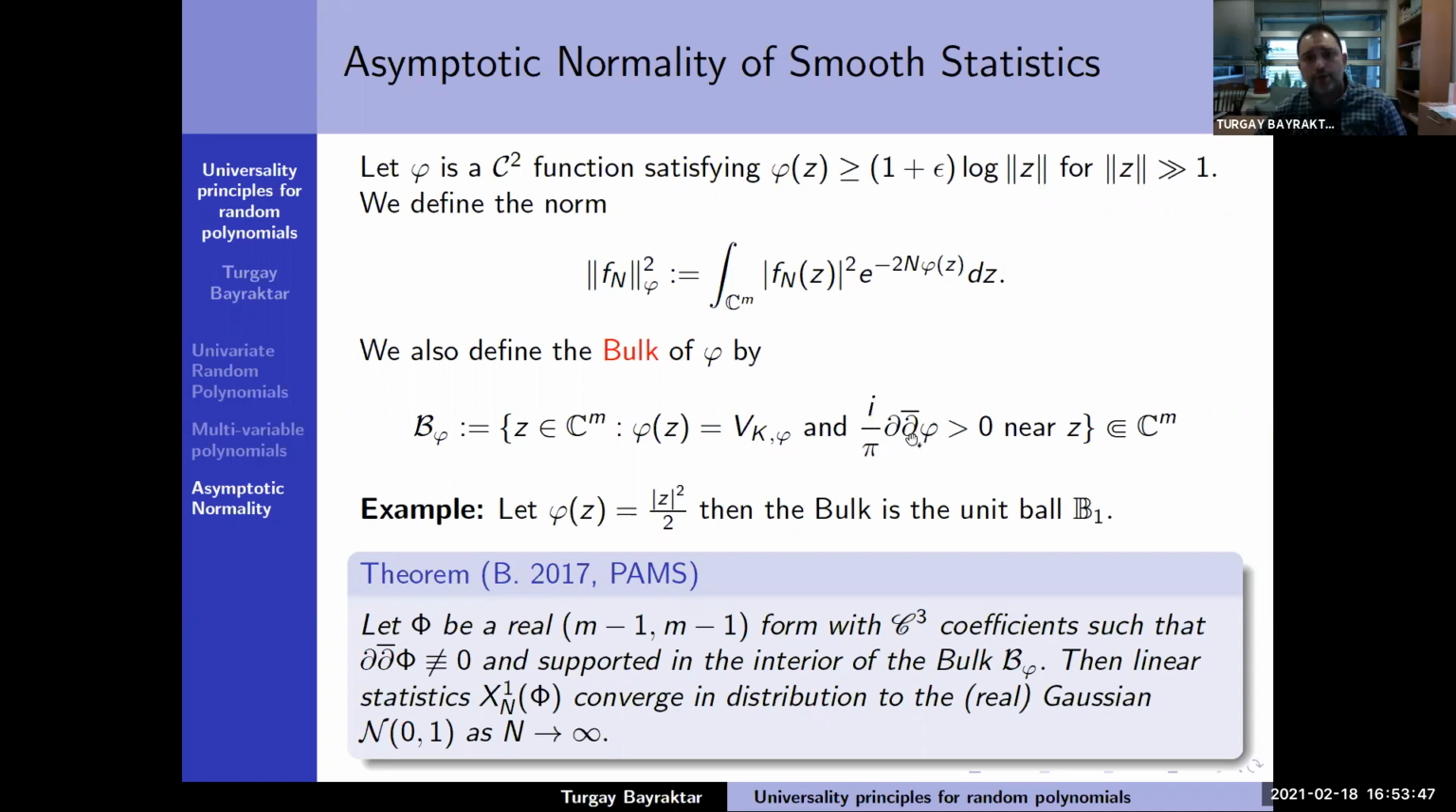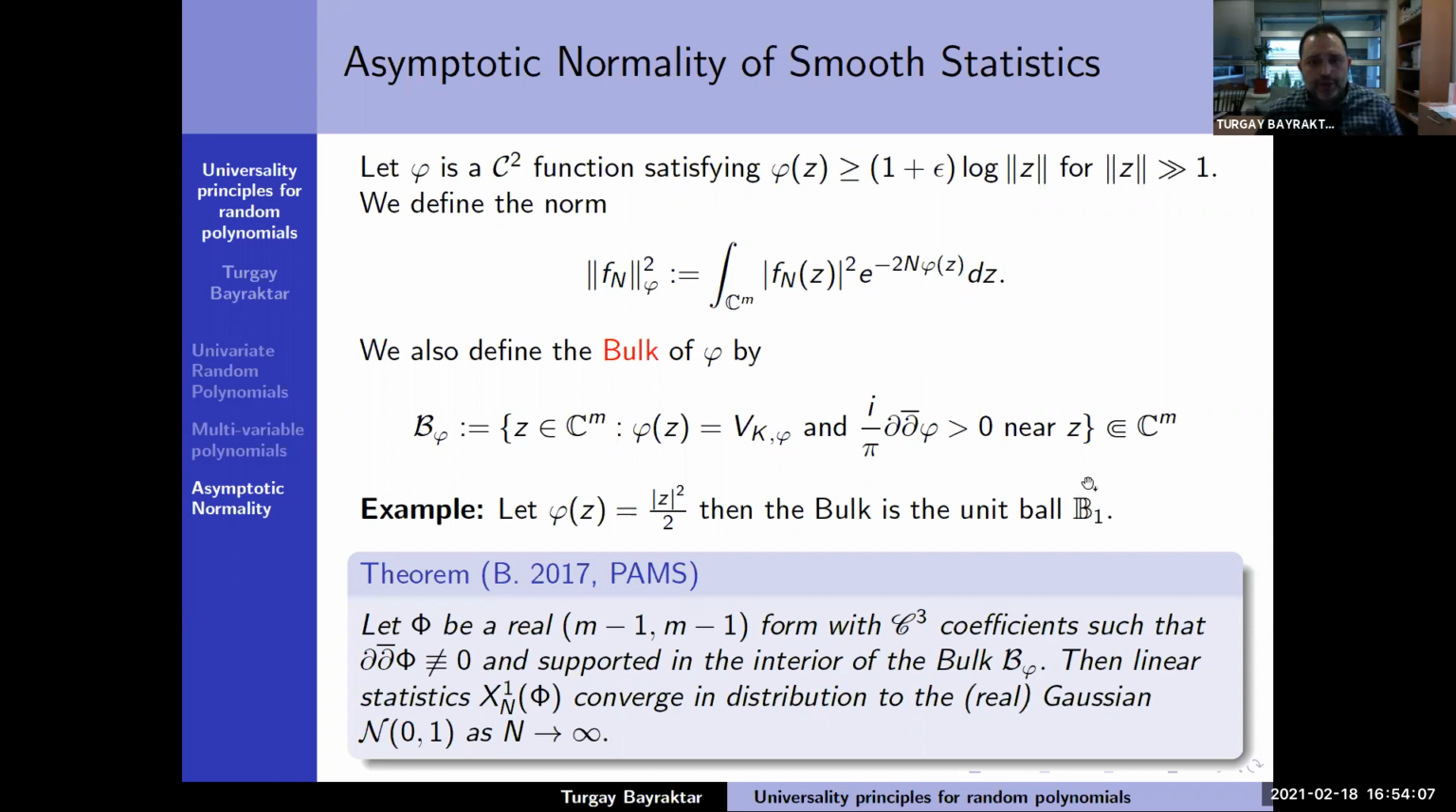So this is a (1,1)-form, and I look at all the points where this (1,1)-form is a positive form near that z. When I take the collection of all such points, I call it the bulk. One example: if you take phi to be |z|^2/2, then the bulk becomes just the unit ball itself.